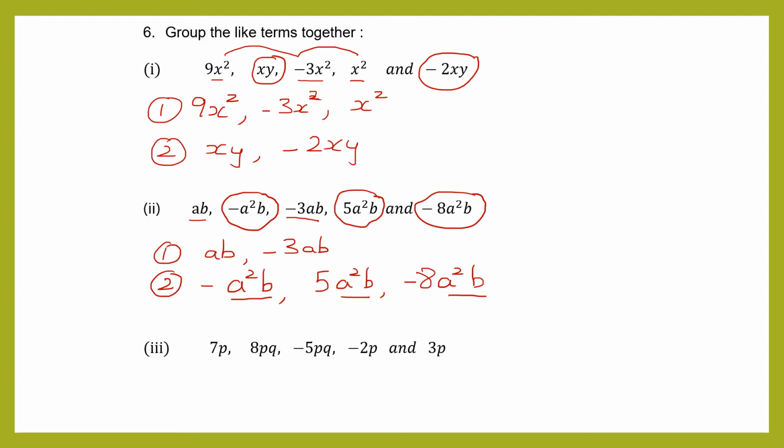Moving on to question 3. Let's look at the like terms here. Now we have P, the letter P. Let's look for more with this. Okay, so 7P and then we have minus 2P and 3P. So we have the first set of like terms. Then we have 8PQ and minus 5PQ. So let's write down the first set of like terms: 7P, minus 2P and 3P. That is the first set of like terms. The second set of like terms: 8PQ and minus 5PQ.